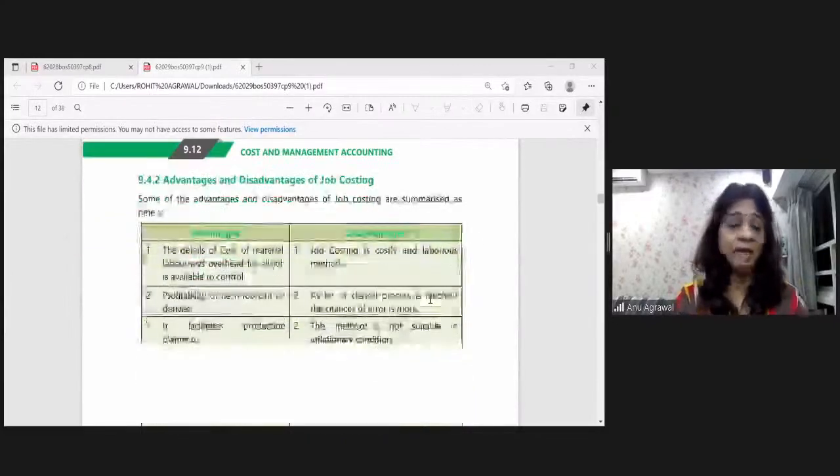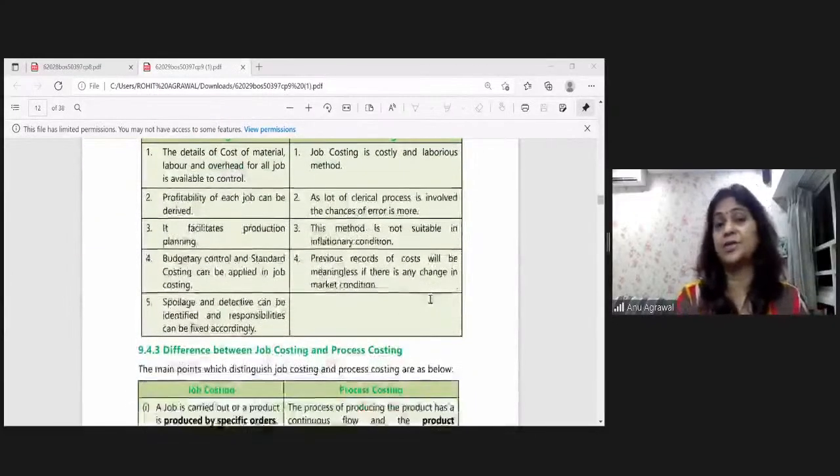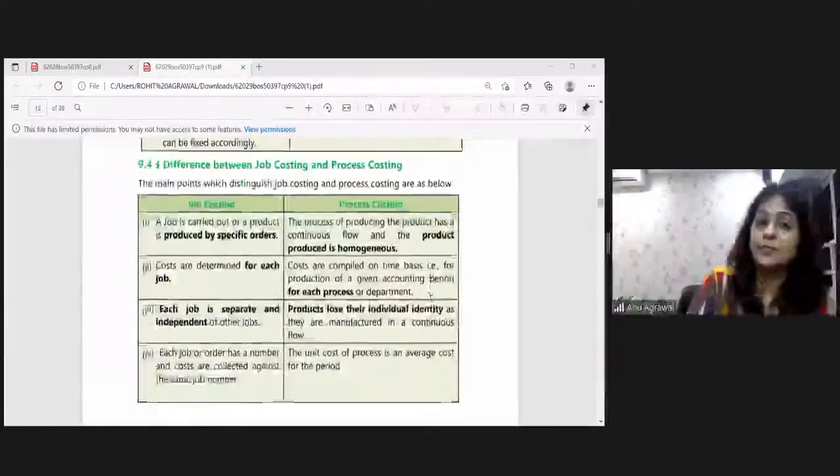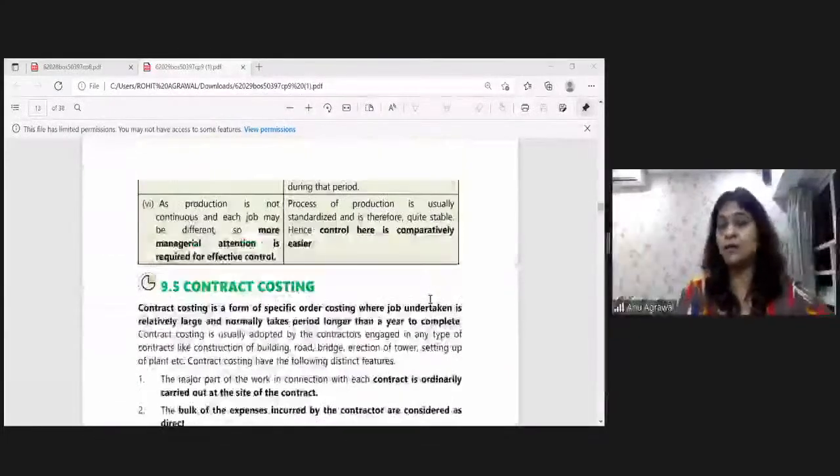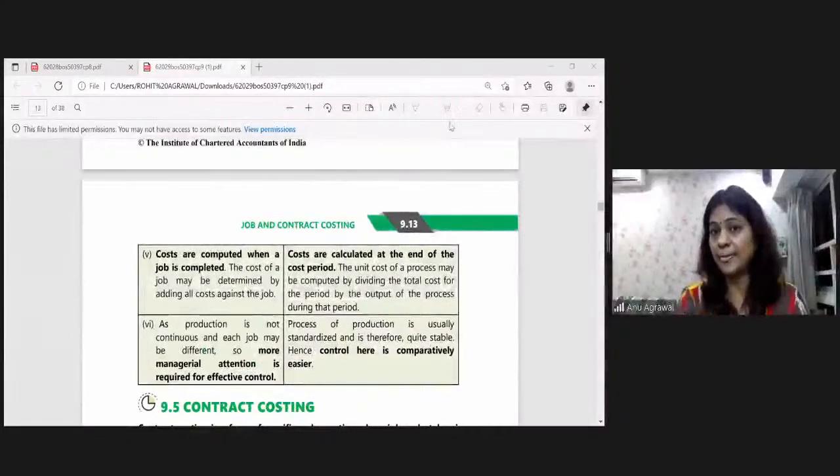This is very, very important from the examination point of view. I hope I am clear. Right? So guys, you want me to repeat this overhead? Okay, I'll do that.